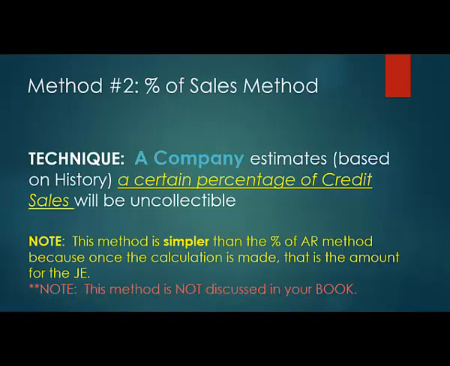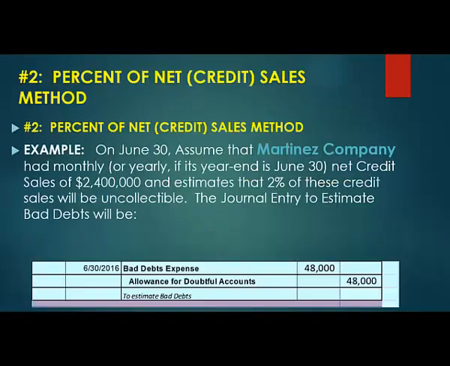All right, let's look at the other method to estimate bad debts. This method is called the percent of sales method. The name of the method shows the calculation. You take a percent of sales. I do want to stress that it's not all sales, it's credit sales.